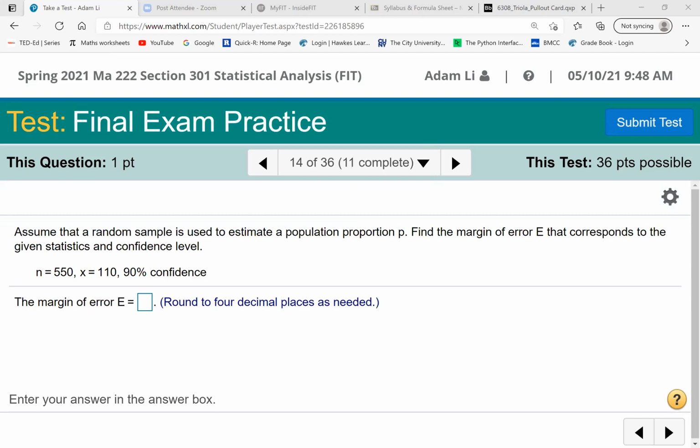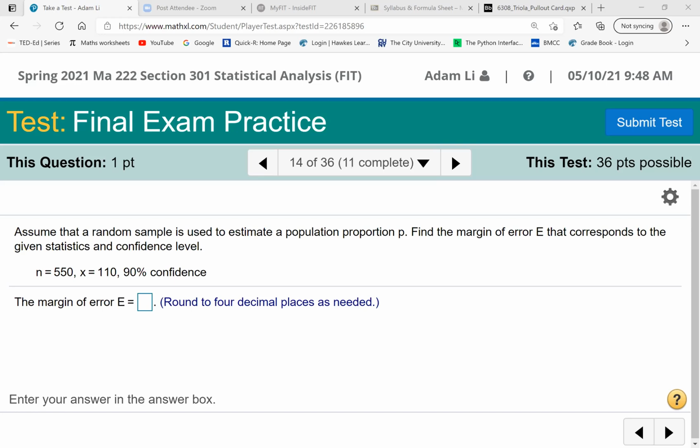P hat is always equal to the number of successes X over the sample size. So it's 110 over 550, and this turned out to be 0.2. The q hat is the complement. So if you know p hat, you know q hat. Q hat is the failure rate, the percentage of failures in this sample. So it's 1 minus p hat, which is 0.8.